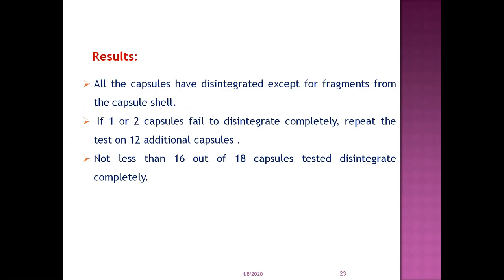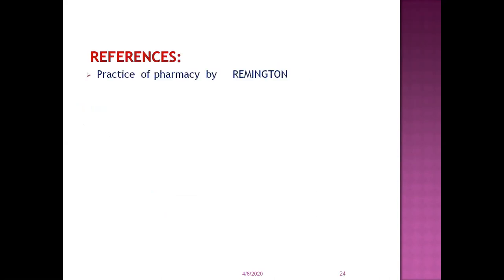Results. All the capsules are disintegrated except for fragments from the capsule shell. If 1 or 2 capsules fail to disintegrate, repeat the test on 12 additional capsules. Not less than 16 out of 18 capsules tested should disintegrate completely.